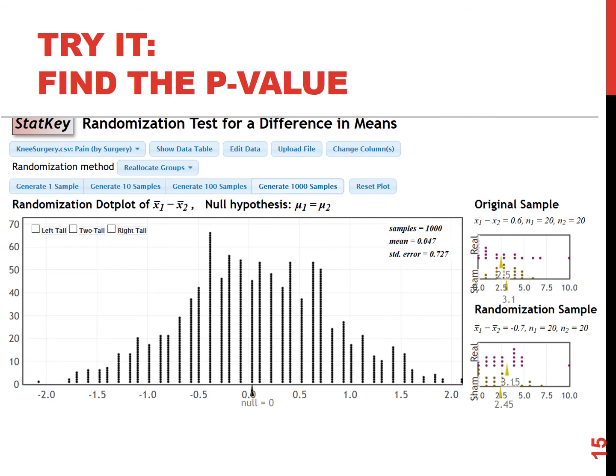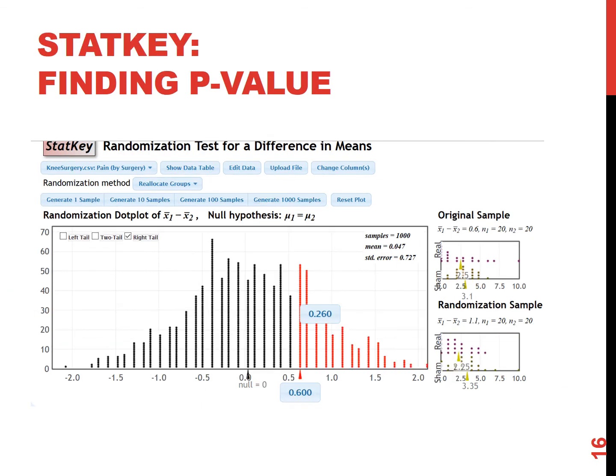So somewhere around 0.25. If we want to find the p-value exactly, we can use that right tail button in StatKey. I click the right tail button and put the cutoff on the bottom at 0.6. You can see the actual p-value with StatKey counting all the dots and dividing by 1,000 is 0.260. So there's our p-value.